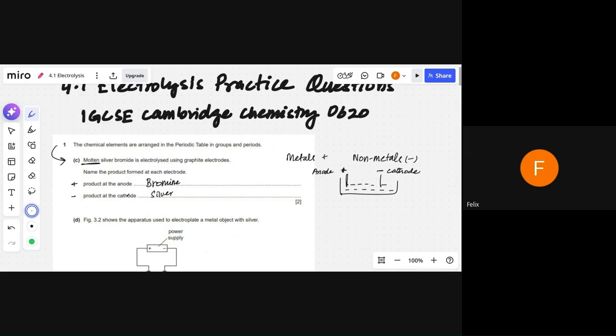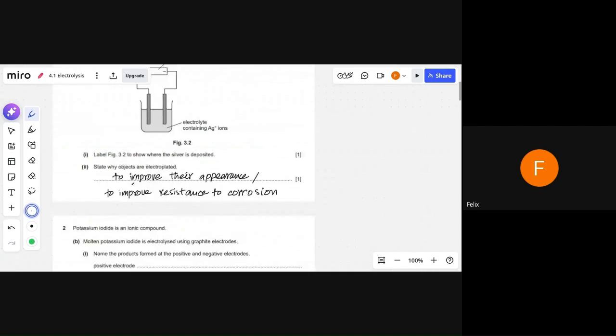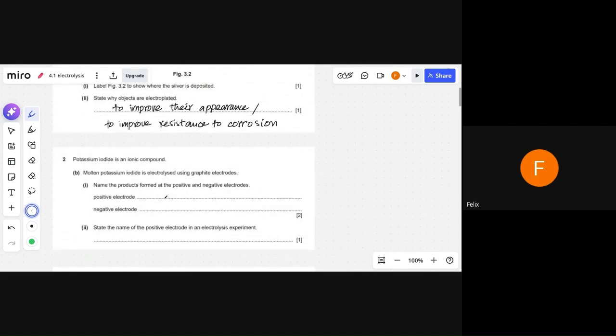So you have to figure that out by yourself. But this one is an easier version of the same question, the same concept. So now you can pause this video here and figure it out yourself. Potassium is from group 1, so it's a metal. Iodine is from group 7, so it's a non-metal. So potassium will have a positive charge, and iodine will have a negative charge, right?